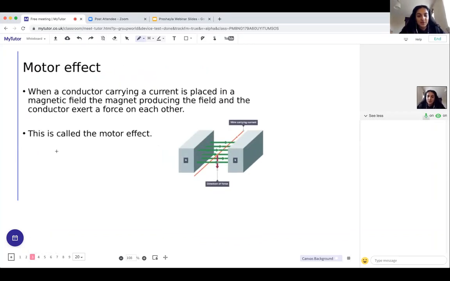Okay, so we're going to start with the motor effect. Now, the motor effect is simply a conductor being placed in a magnetic field. Okay, so we already know that a wire carrying current has its own magnetic field. When you place that wire carrying current in an existing magnetic field, the magnetic field of the wire and the magnetic field that it's in exert a force on each other. Okay, so it's two interacting magnetic fields, magnetic forces, which kind of collide together and create a force. Now, that force is the motor effect. The reason it's called the motor effect is because it's to do with moving.